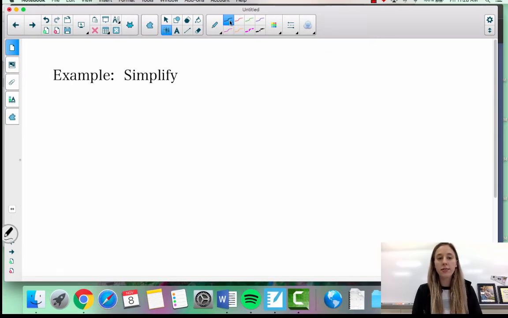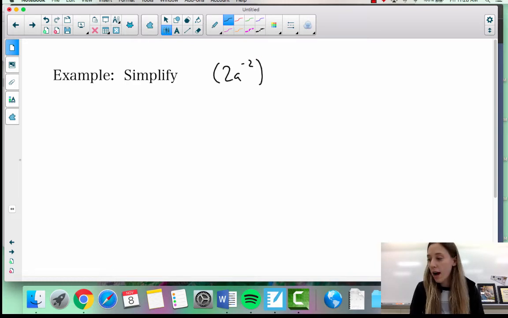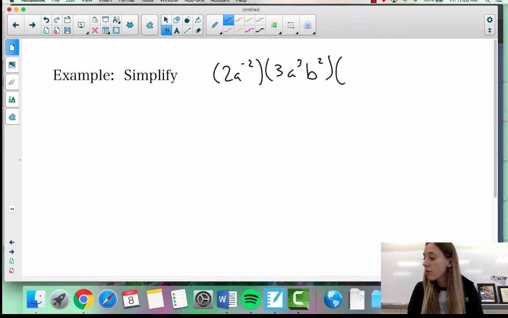Let's go ahead and go through an example using all of these different properties. I'm going to give you an expression and I want us to simplify. We've got 2a to the negative 2 times 3a to the third b squared, and then times c to the negative 2. So here I'm going to be multiplying everything together.